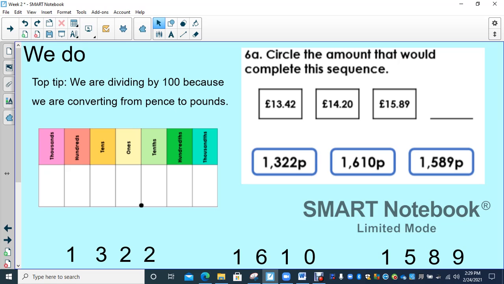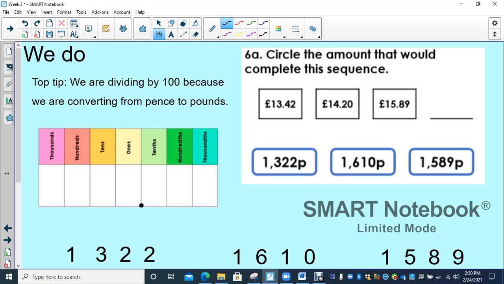I've got £13.42. Then I've got £14.20, and then I've got £15.89. Now what do I notice about each of those amounts? I can see that each time it is increasing. So I am looking for the next number in this sequence will be a number greater than £15.89. Now I've been given three amounts at the bottom here in the blue boxes.